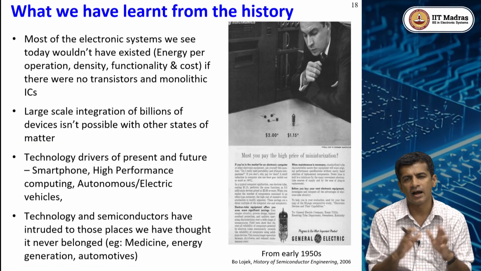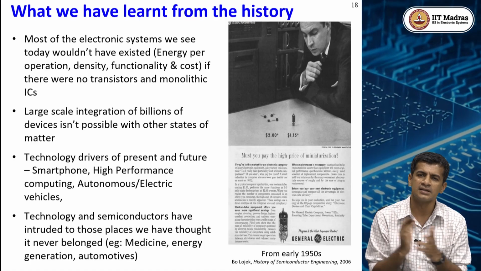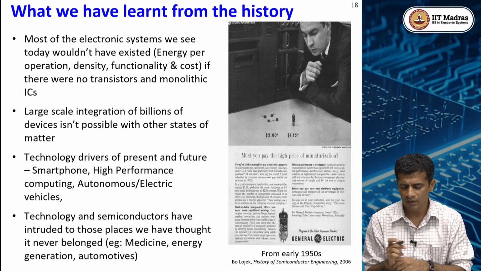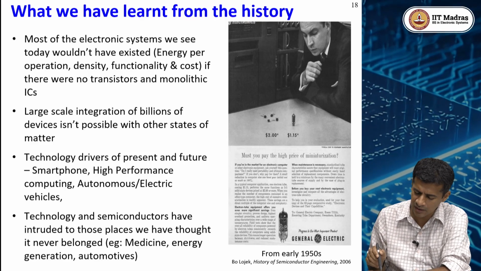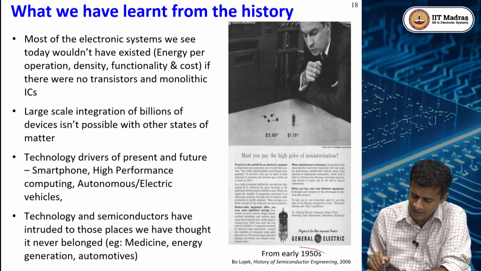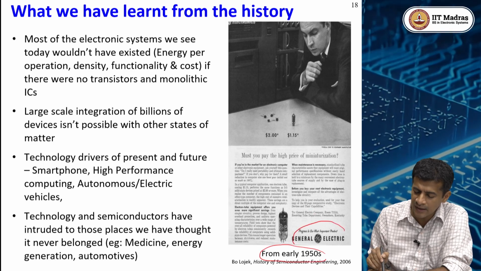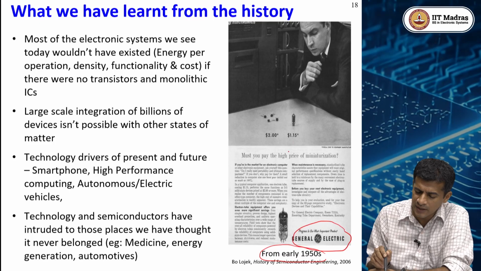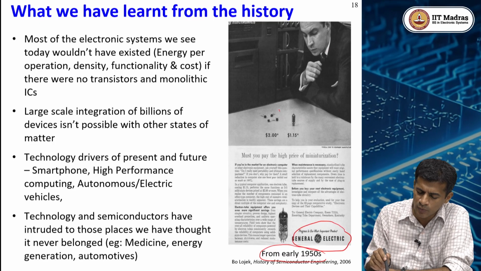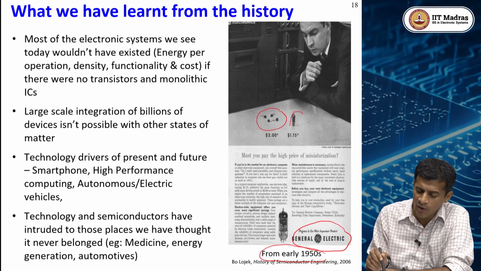Now, I gave you a very quick introduction to the history of semiconductors. Let's see what we have learned from the history. Here is one of my favorite advertisements, from the early 1950s, given by General Electric, the GE company. One person is looking at two products. These are discrete transistors, and this is a vacuum tube.